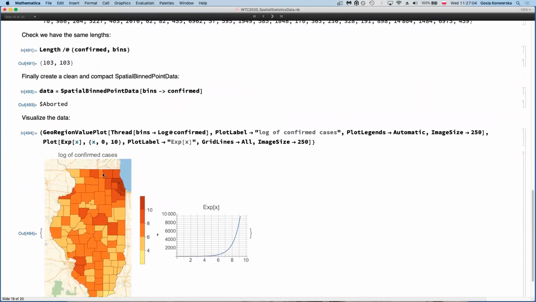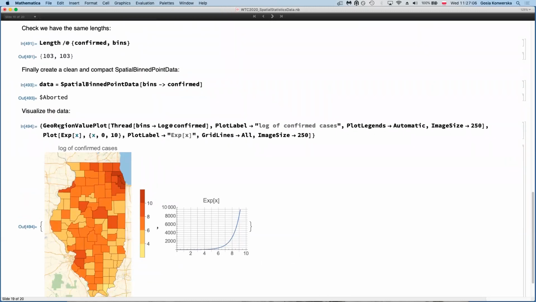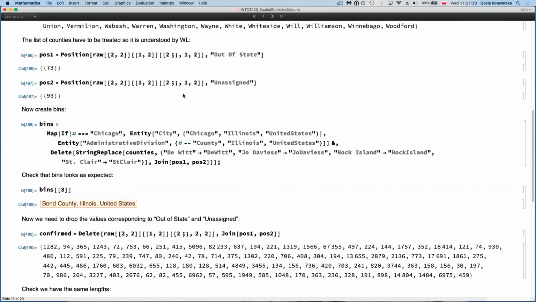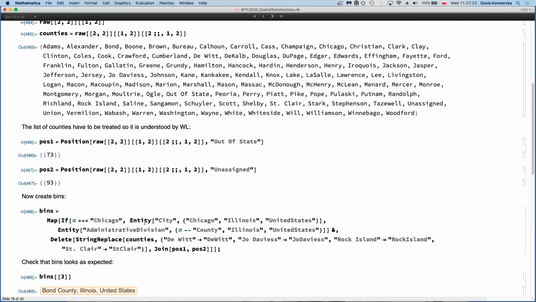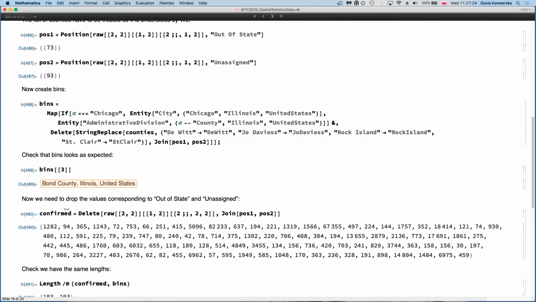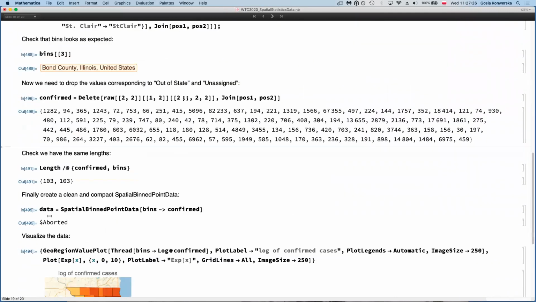So basically what we will get eventually is the ability of geo-region value plot to support directly the spatial bean point data. And I'm just gonna go and reevaluate stuff and see that we get everything. So I evaluated this and everything looked good.